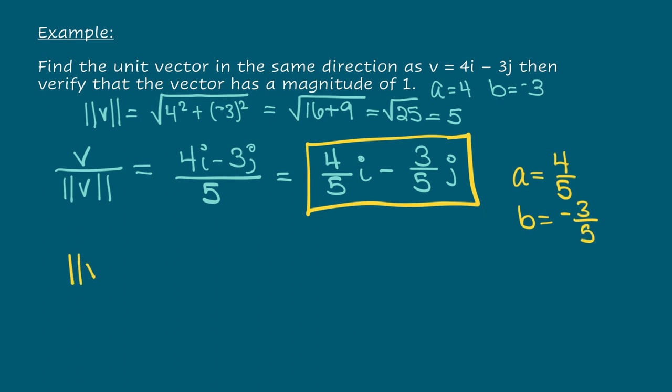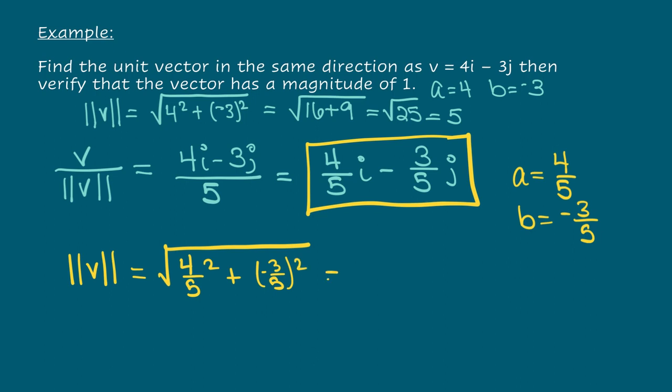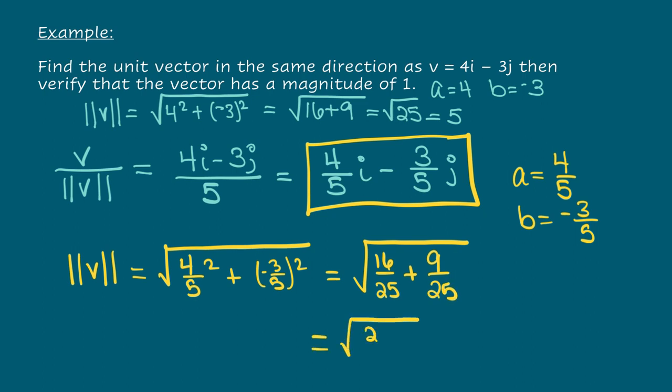So my new magnitude for my new vector is going to be the square root of 4 over 5 squared plus negative 3 over 5 squared, which equals the square root of 16 over 25 plus 9 over 25, which equals the square root of 25 over 25, which equals 1. So I've verified that I have a magnitude of 1 and I have a new vector in the same direction as the given vector.